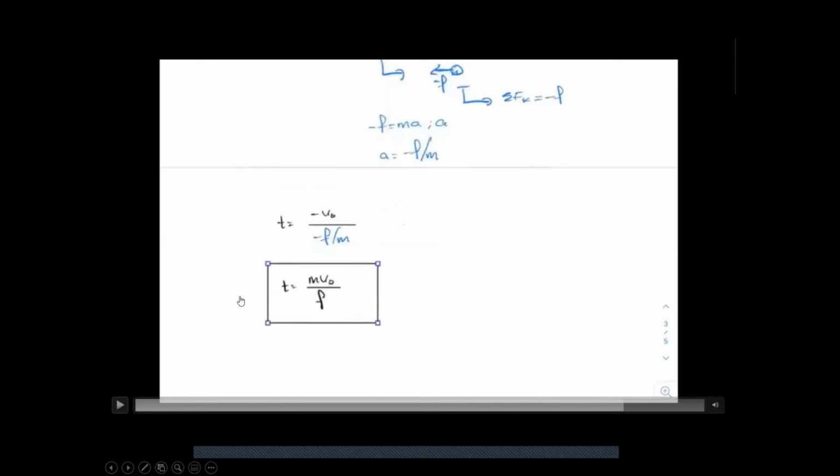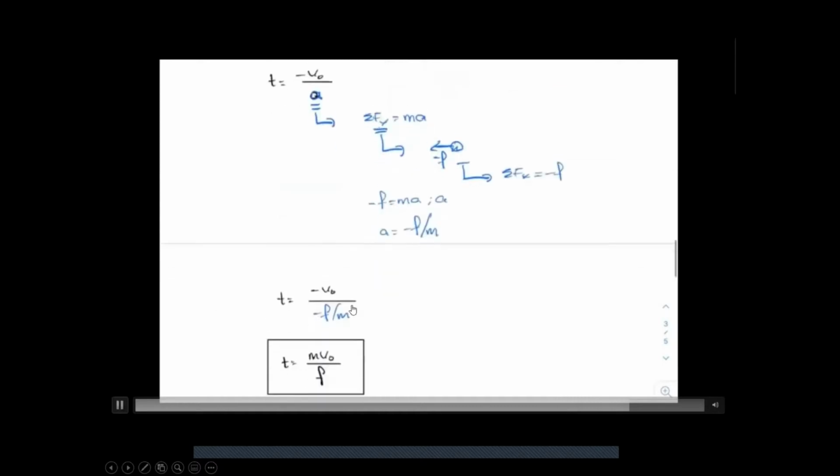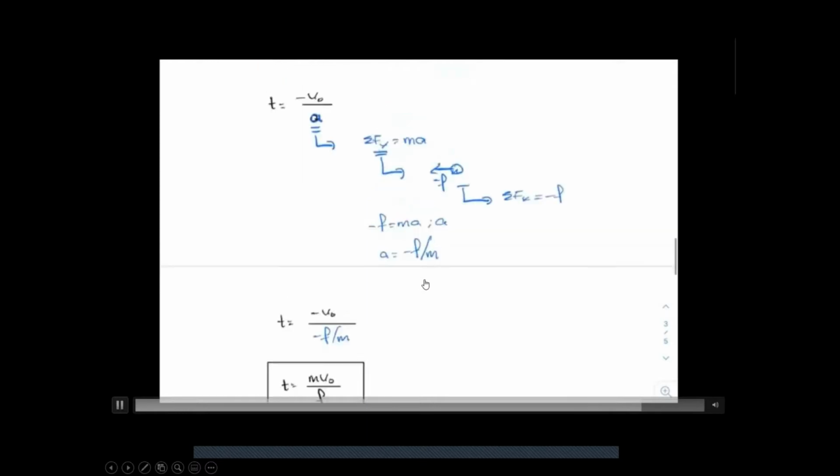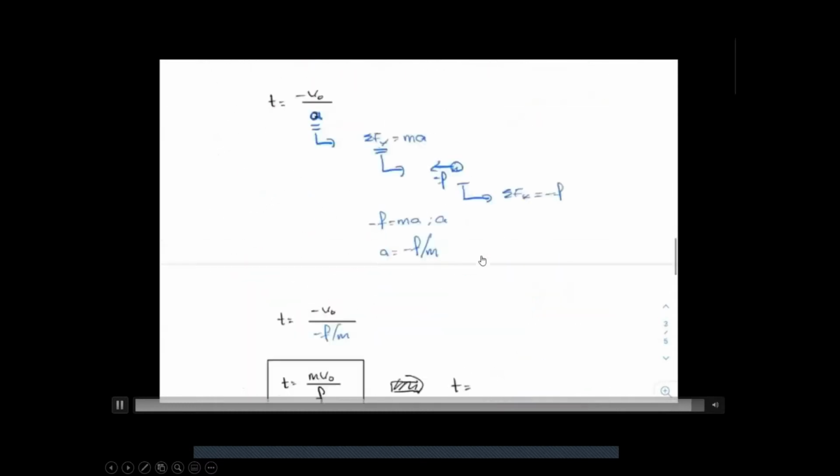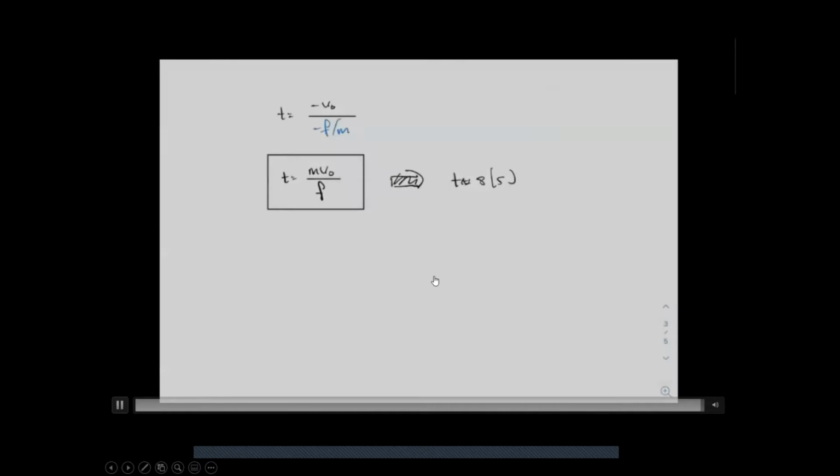All right, so do I have numbers for everything? That's the next step. If I know the mass, I'm good. If I know the initial speed, this is good. If I know the frictional force, this is good. So I think we got numbers for everything. We are good to go. So you plug the numbers in and you're going to end up getting the same answer as before.